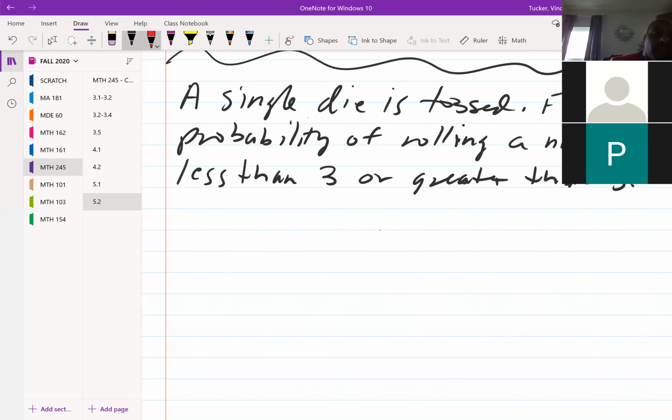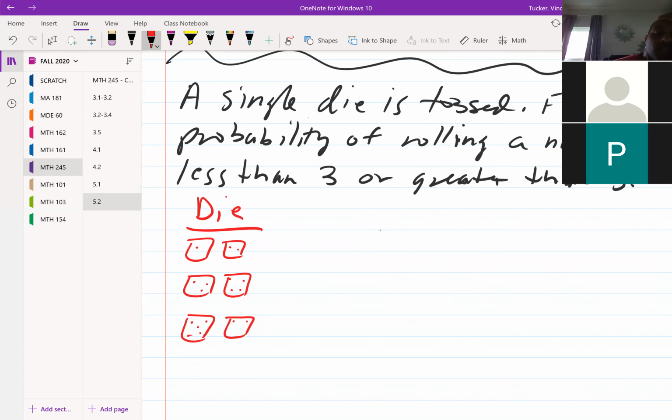So when we look at a single die, and we talked about this already, your options for your single die. So your sample space, the number of your sample space is just 6.